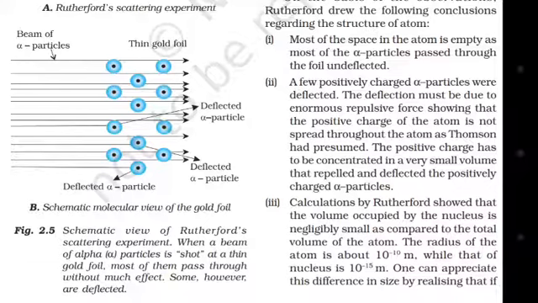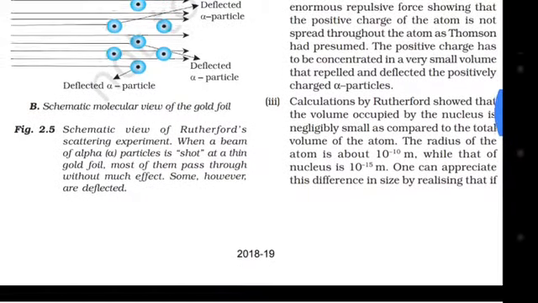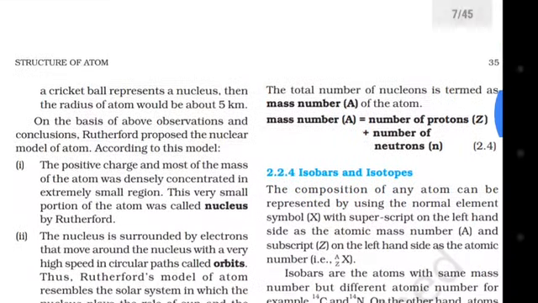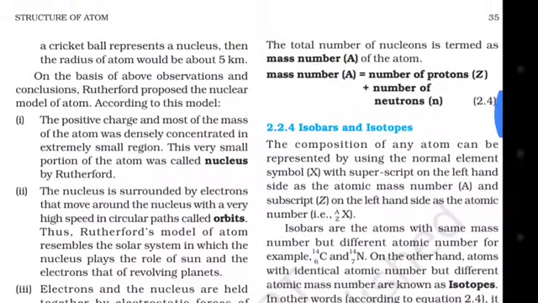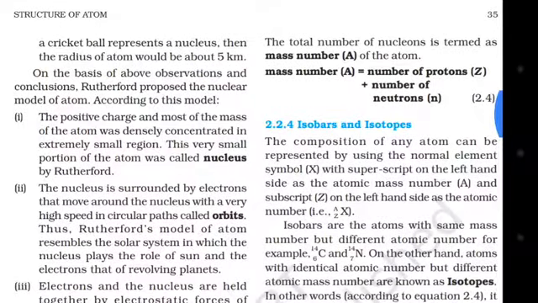The radius of the atom is about 10 to the power minus 10 meter, while that of the nucleus is 10 to the power minus 15 meter. One can appreciate this difference in size by realizing that if a cricket ball represents a nucleus, then the radius of the atom would be about 5 kilometer. We are on the 35th page.